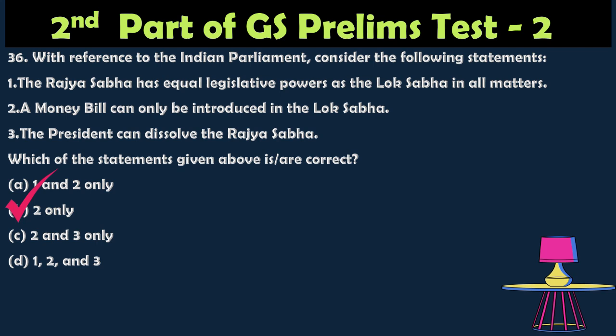So statement 2 is correct. And the Rajya Sabha is a permanent house and it cannot be dissolved. Nobody can dissolve it because it's a permanent house. Every 2 years, one-third of the members retire and new members come in. So yes, statement 3 is incorrect.